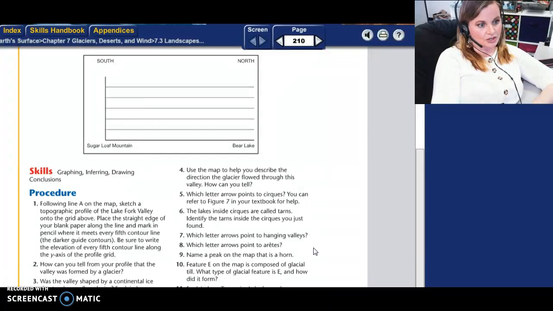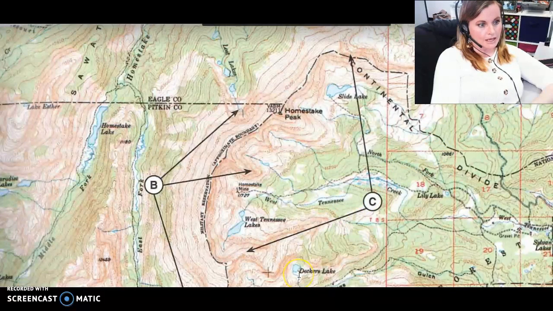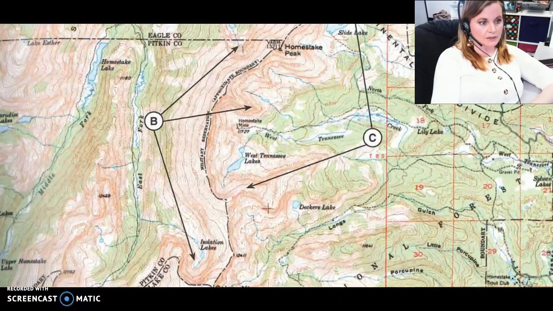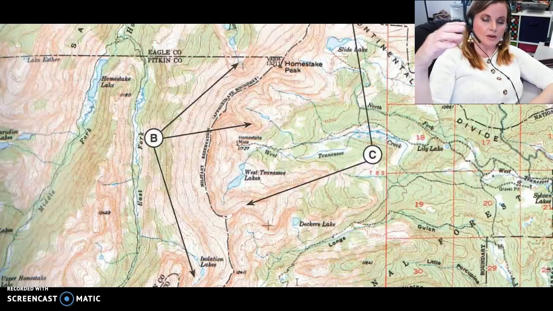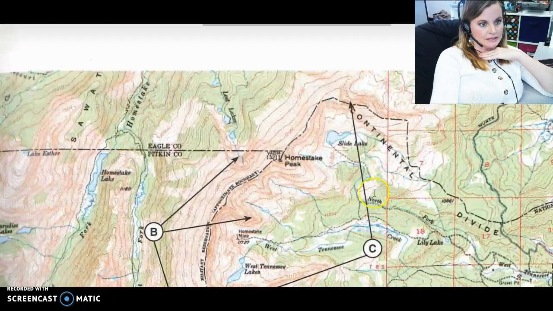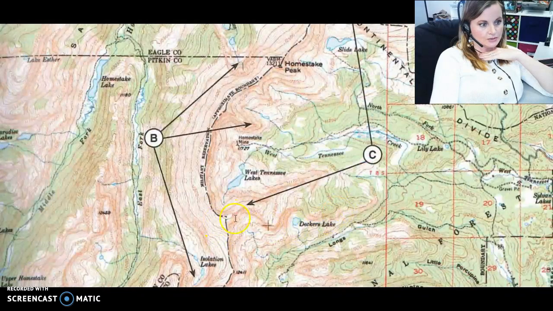And then it says which letter points to the word I can't say. Every time I have to Google it. Arete, I think. That's how you say that. But which letter points to it? So these would be areas at the top of cirques, right above the cirque, the highest point of elevation. And that would be C here, pointing to this ridge here and to this ridge right here, the top of this peak.